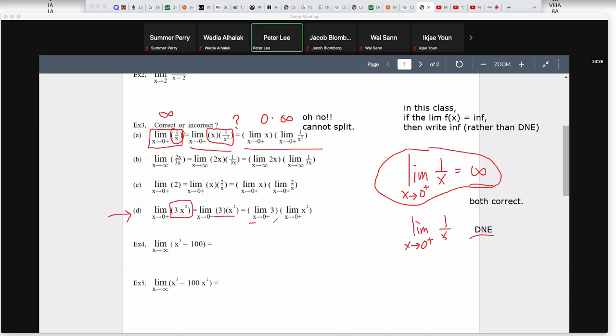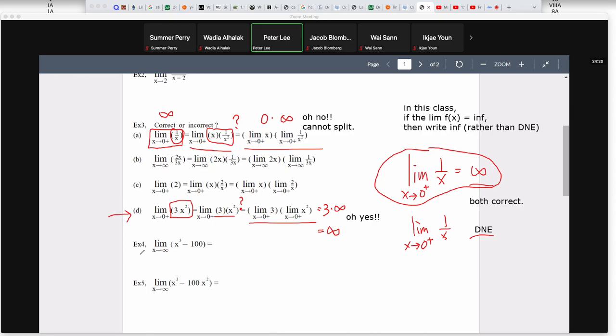And now the question is, can you split the limits? Can you split that as 3 times the limit of x squared, both as x approaches 0? Can you do that? Yes. Now, if you do that, let's see what happens. That one will be 3, and it times infinity. 3 times infinity, not a problem, because you know what that is. That will be infinity. So not a problem. You can split that.